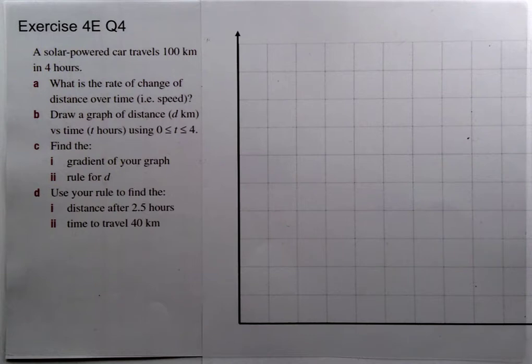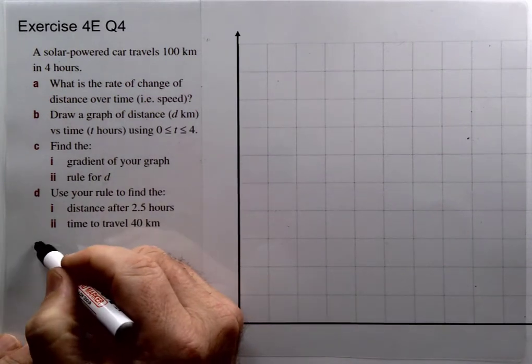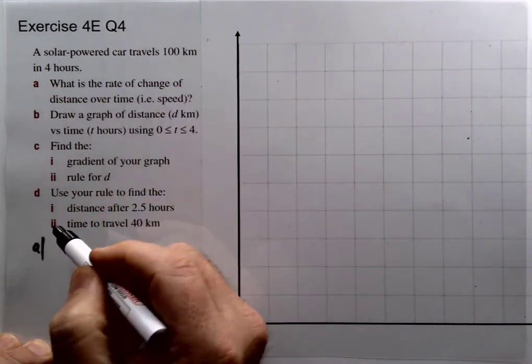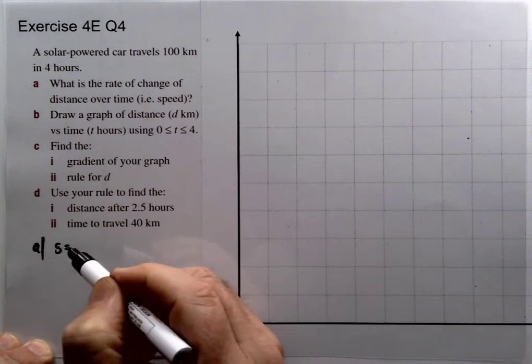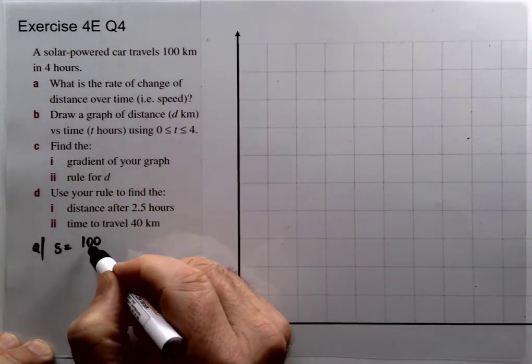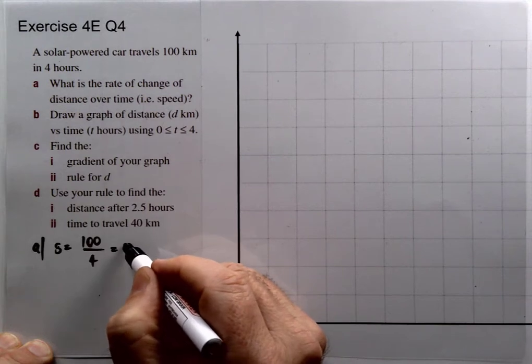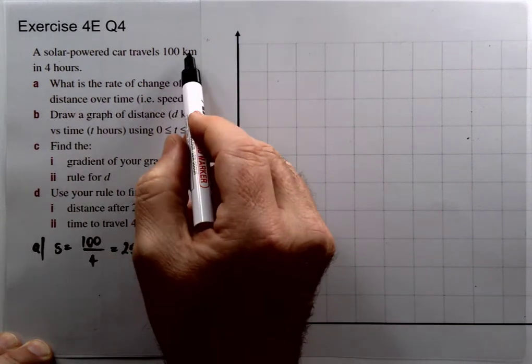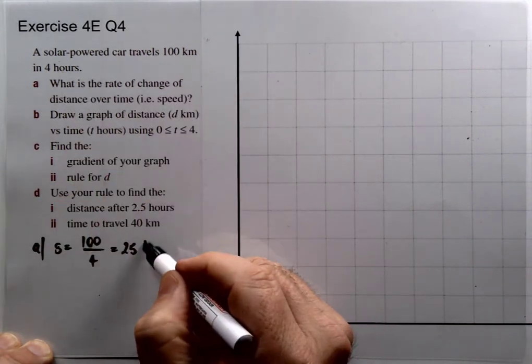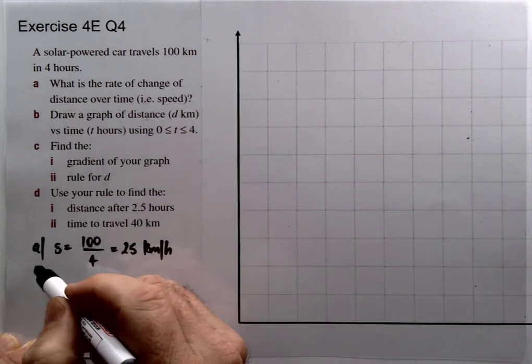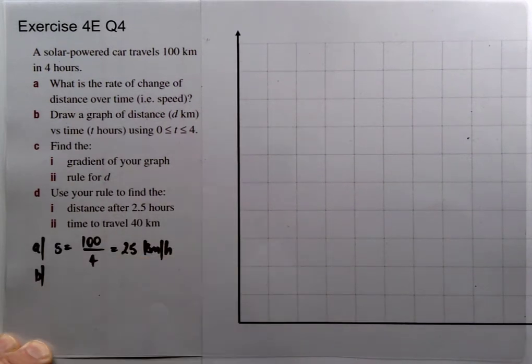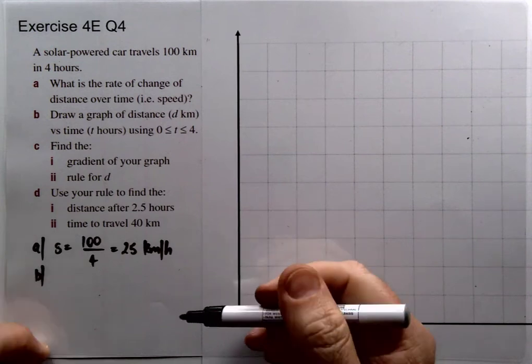A solar powered car travels 100 kilometres in 4 hours. What's the rate of change, i.e. the speed? So we just simply take the distance. So speed is equal to the distance divided by the time. 100 divided by 4 is 25. We've divided the kilometres by the hours, so that's a rate of kilometres per hour. Not surprising for speed.